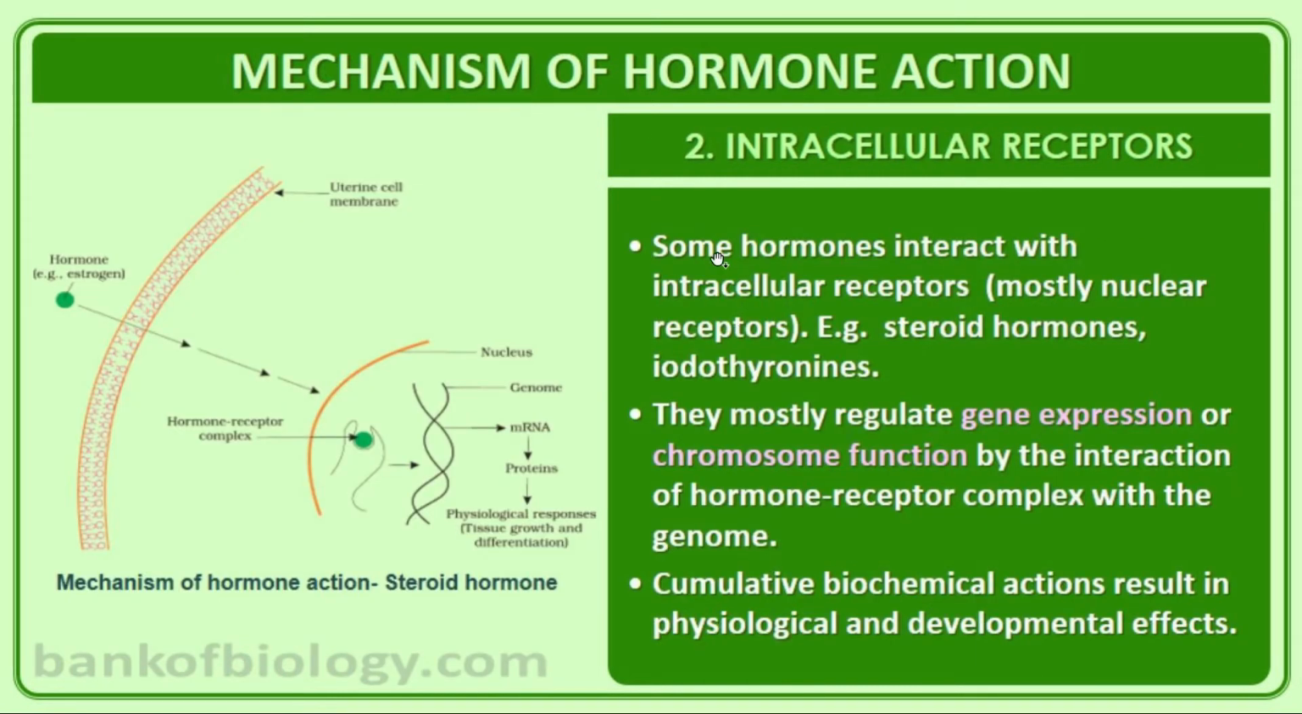Then intracellular receptors. Some hormones interact with intracellular receptors, mostly nuclear receptors. Here also we can see the cell membrane, cytoplasm, nucleus. Examples: steroid hormones, iodothyronines. They mostly regulate gene expression or chromosome function by the interaction of the hormone-receptor complex with the genome. Cumulative biochemical actions result in physiological and developmental effects.